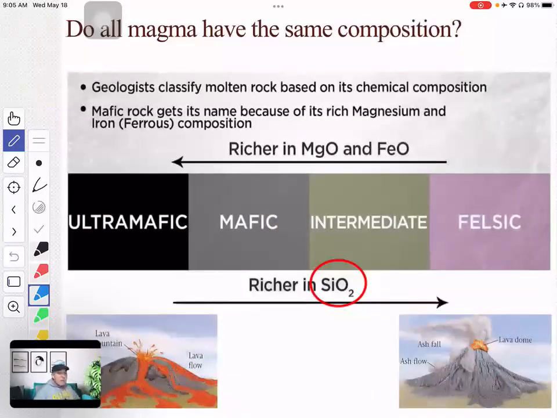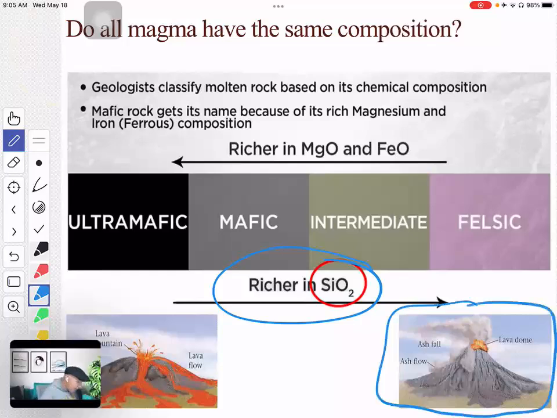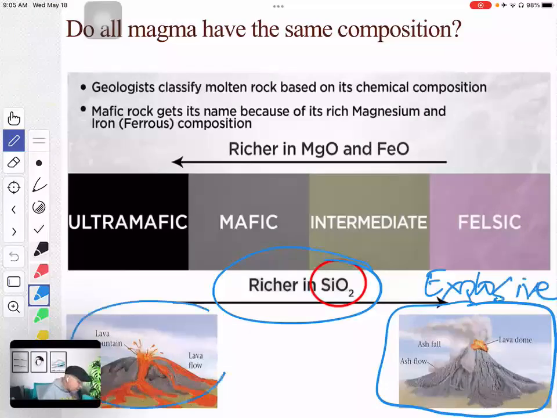So what is at the heart of this difference? Why are they so different? The reason is the composition of the magma, what the magma is made of. Magmas that are rich in silica produce explosive eruptions. But magmas that are poor in silica produce effusive eruptions.